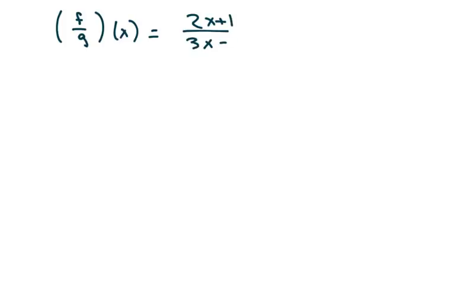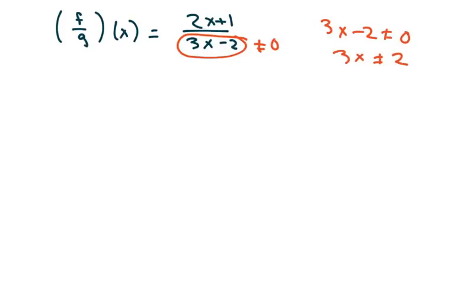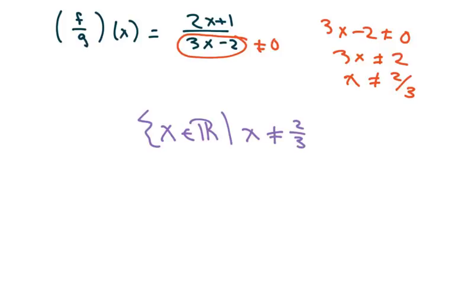And the last one, we're going to divide. And we get 2x plus 1 over 3x minus 2. Now the denominator can't be 0, so let's set it to that. So you get 3x cannot be 2, and x cannot be 2 over 3. So the domain is all real numbers except x cannot be 2 over 3, because then you'd be dividing by 0.